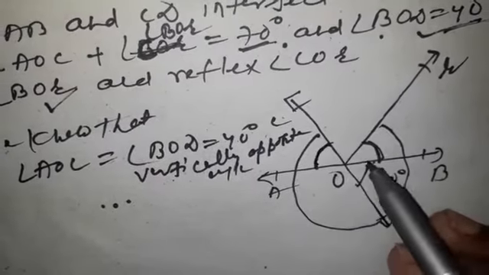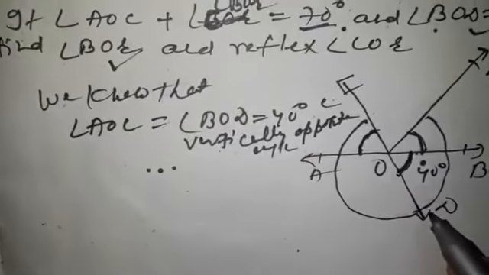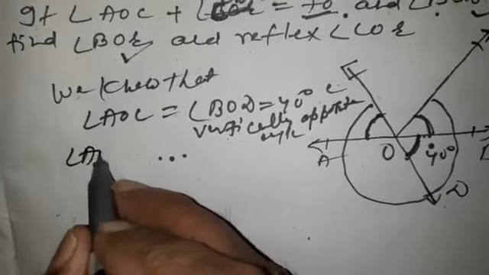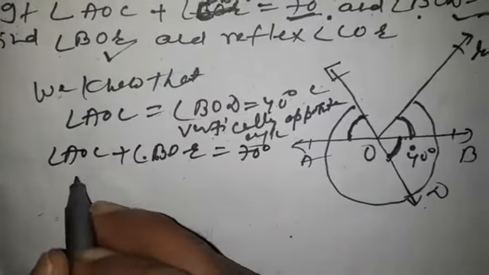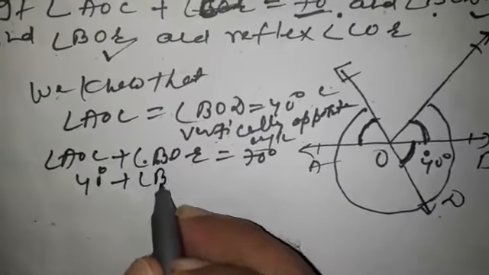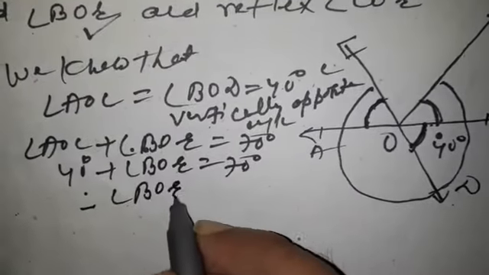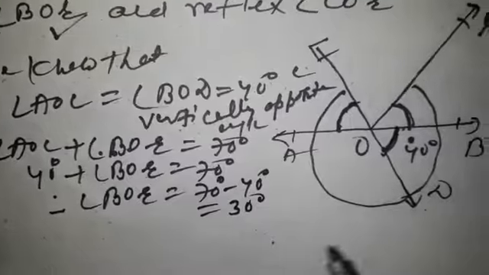So obviously these two pairs of angles are vertically opposite angles and they are equal to each other also. Now angle AOC plus angle BOE is 70 degrees. So 40 degrees plus angle BOE is 70 degrees. Therefore angle BOE is obviously 70 degrees minus 40 degrees, which is equal to 30 degrees.